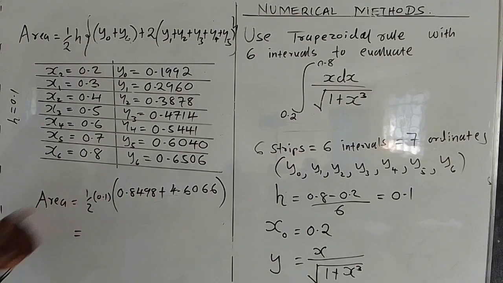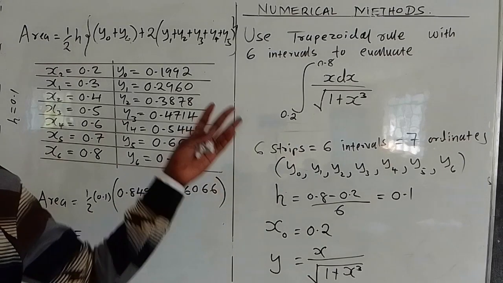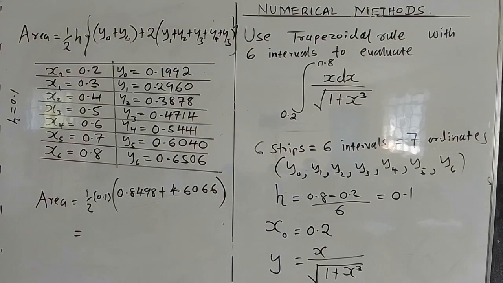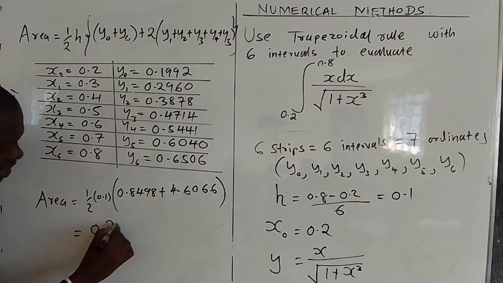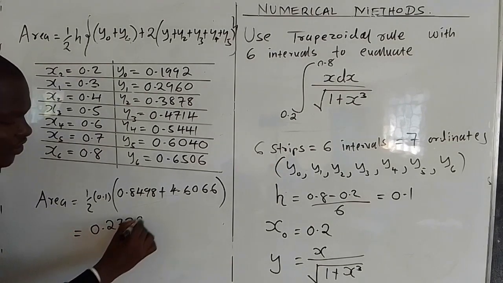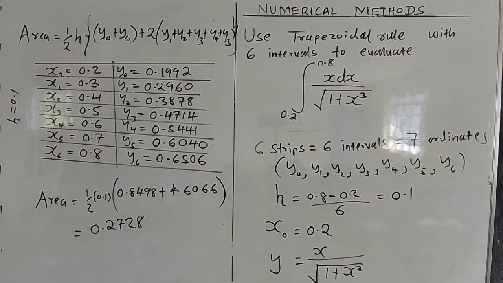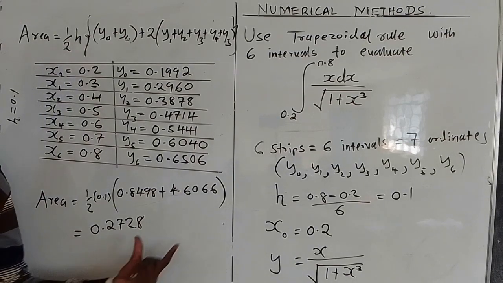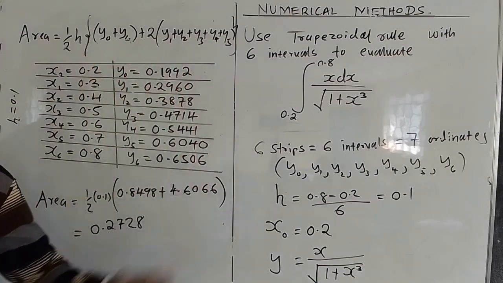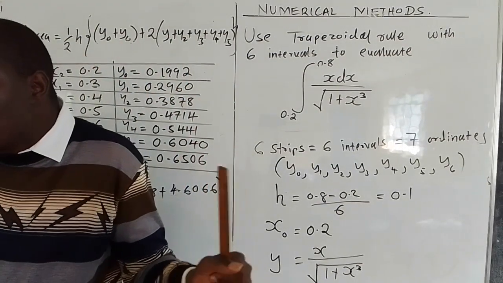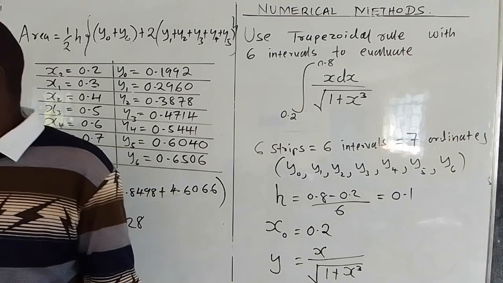Answer times a half times 0.1. You've already worked out the whole bracket, isn't it? What do you have? 0.2728. Is that approximately the value you got in Melodinate? Go back to the Melodinate. What was the answer? 0.27. So they are approximately the same value because these are rules getting approximated areas which are very close to one another. There's a very infinitesimal error, isn't it?